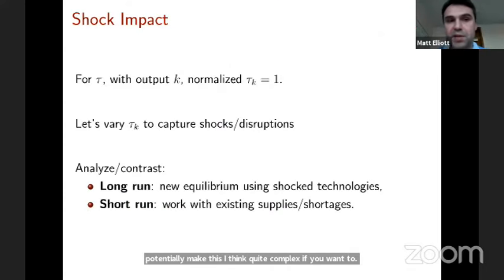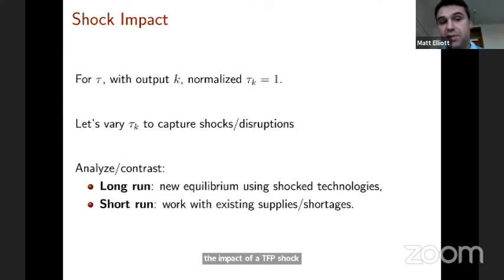The key thing we're going to be interested in is what's the impact of a TFP shock on a technology or a set of technologies. And the way we can model that, given that we have this Arrow-Debreu setup, is we can take the output good, and if you recall, the output of the output good in the technology is normalized to one, and we can adjust the amount that's being produced. So if you think about what that does, it says for the same set of inputs, the same amount of each of these inputs, I'm going to be producing a little bit more or a little bit less, depending on whether the shock is positive or negative.